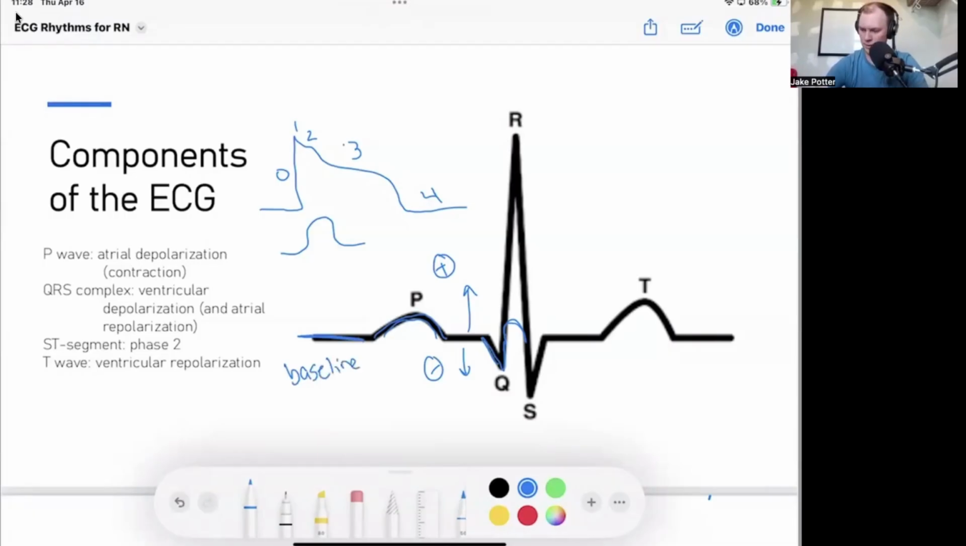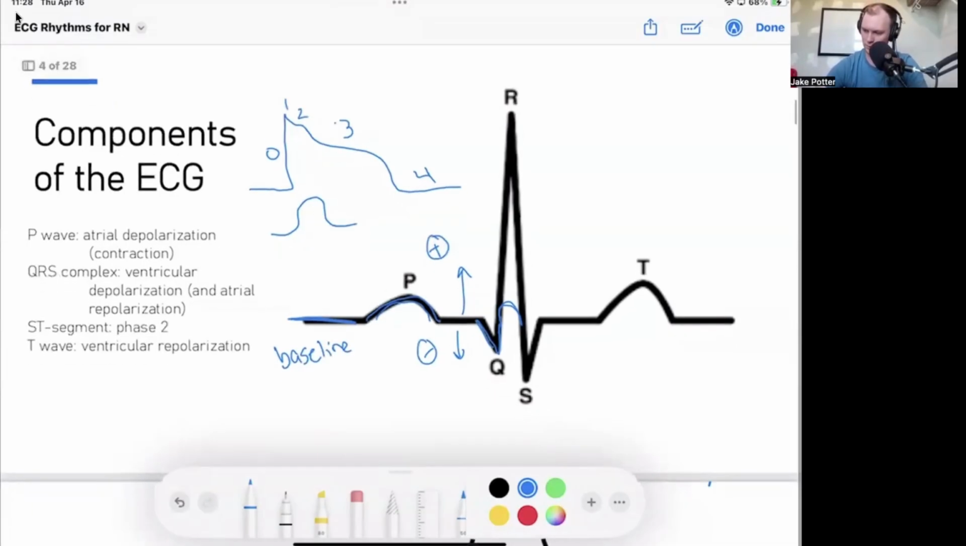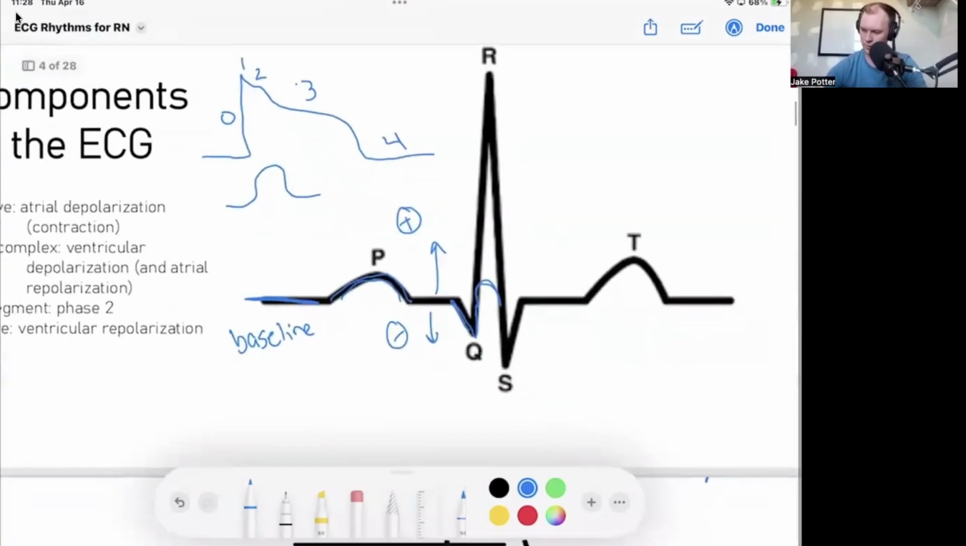So positive deflection, negative deflection. Your negative deflection before the QRS goes below, and then it goes straight up here. This is your R wave. And then down is your S wave, which is your negative deflection immediately after the R wave.